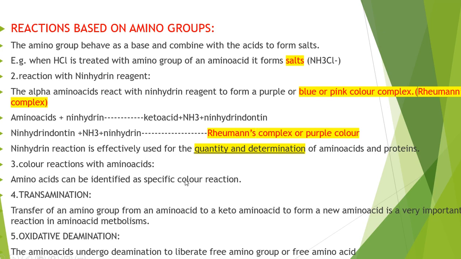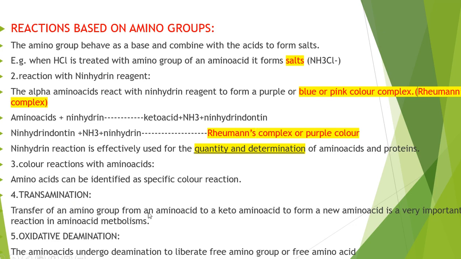Then the third type is color reactions: amino acids can be identified by specific color reactions. Then transamination. What do we mean by transamination? The amino group is shifted or moved from one molecule to another, and that's how it changes its structure. Then we call it transamination.